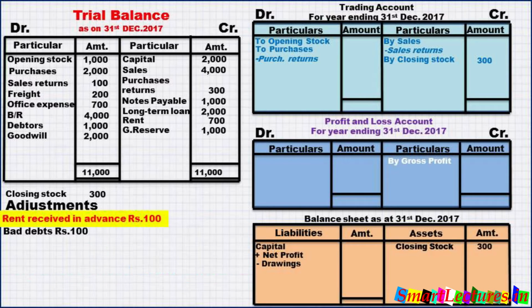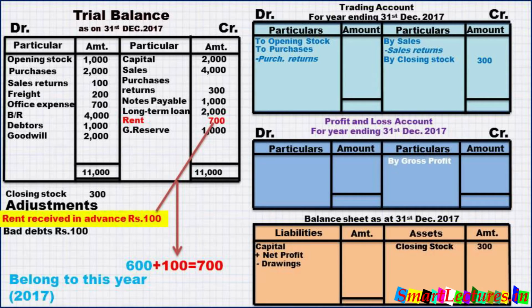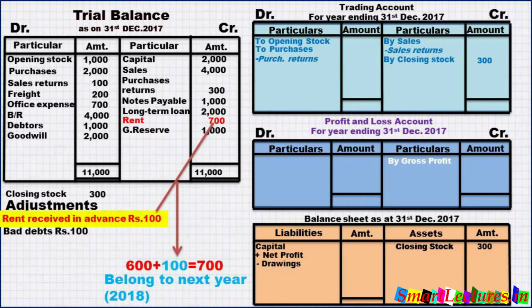Let's have a look at the trial balance. How much money we have got as rent? The trial balance is telling us that rent was 700 on the credit side. It means we have received 700 as rent during this year, and the adjustment is telling us that 100 is as an advance. So one thing is clear, that rent of 700, if it is split into 2 parts, that will be 600 and 100. 600 belongs to this year, means 2017, and 100 belongs to next year, means 2018.